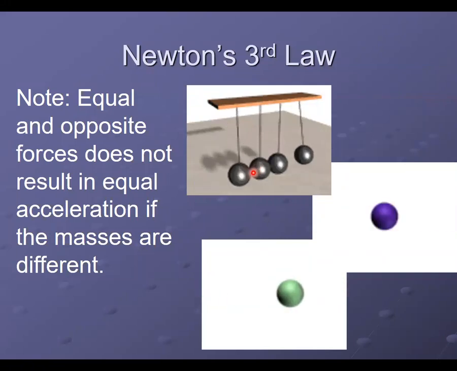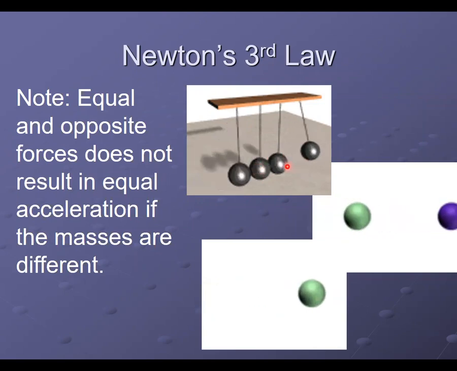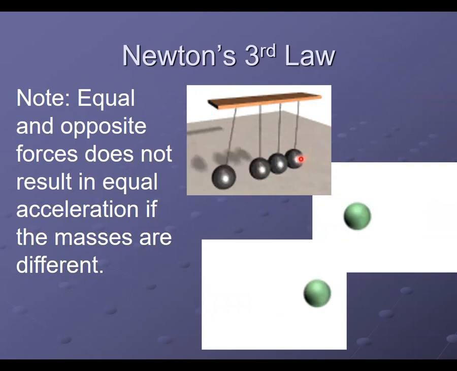So there are many force exchanges in this example. This hits it with the force to the right. This one hits this one with force to the left. This one transfers its energy to the ball to the right. This one hits it back with the force to the left. And then this one hits this ball to the right.